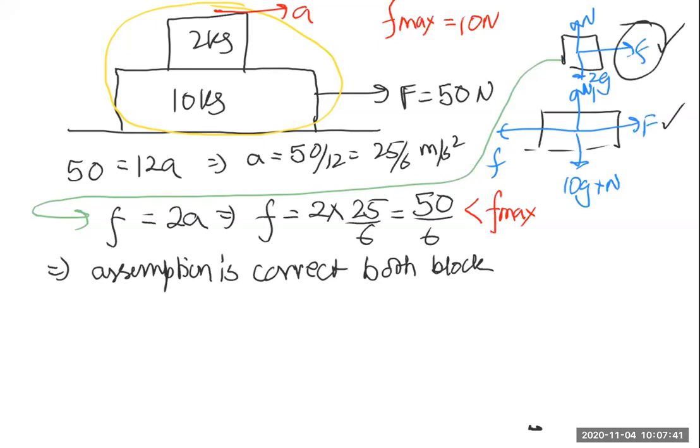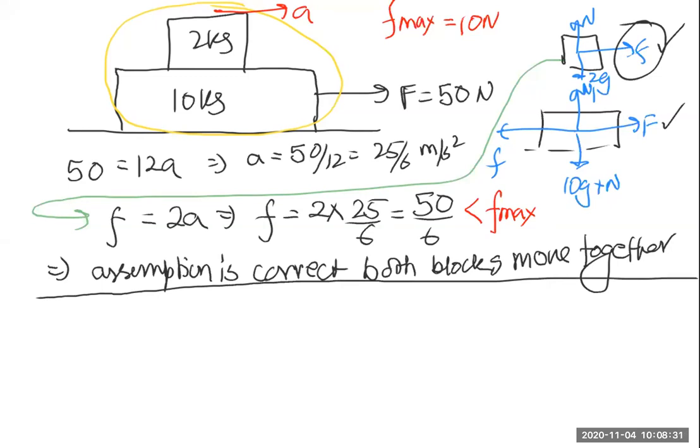ये F क्या लग रहा है विश्वजीत, क्या लिखा होगा ये F? F से क्या होगा ये फ्लावर? F for फ्लावर, F for हाँ, कौन सी फोर्स विश्वजीत, कौन सी फोर्स? रूट ब्लॉक. कौन सी फोर्स विश्वजीत? और तो कुछ हो नहीं सकता ना, स्मॉल एफ में हमेशा फ्रिक्शन के लिए यूज करता हूं ना. सो द आंसर टू दिस क्वेश्चन इज 50 बाय 6 मीटर पर सेकंड स्क्वायर फॉर बोथ द ब्लॉक्स.